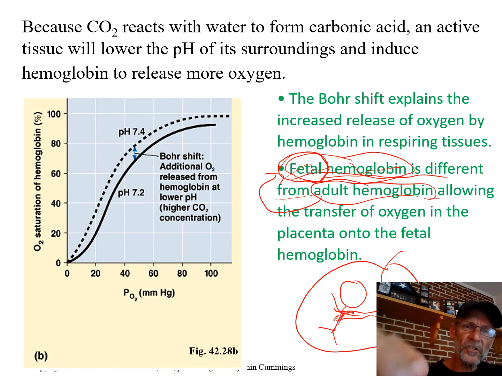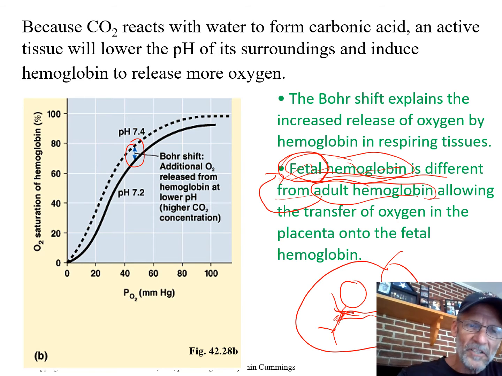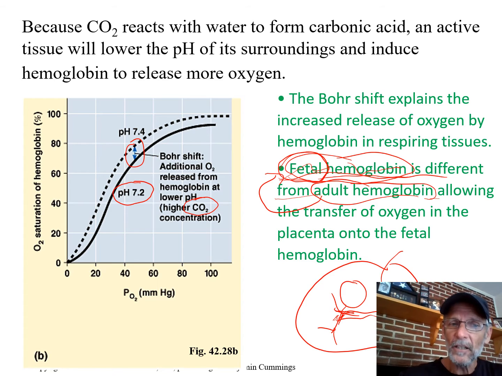I'm gonna skip the Bohr shift. I'll say it real fast. What that little shift means, this should make sense now. If the pH is low, what does that mean? Carbon dioxide concentration is high, a little more acidic, right? But what does that also mean? That means oxygen levels low. High carbon dioxide and low oxygen go hand in hand.